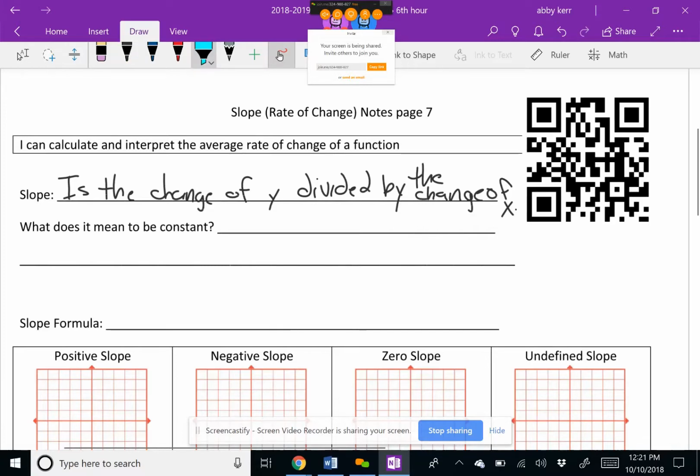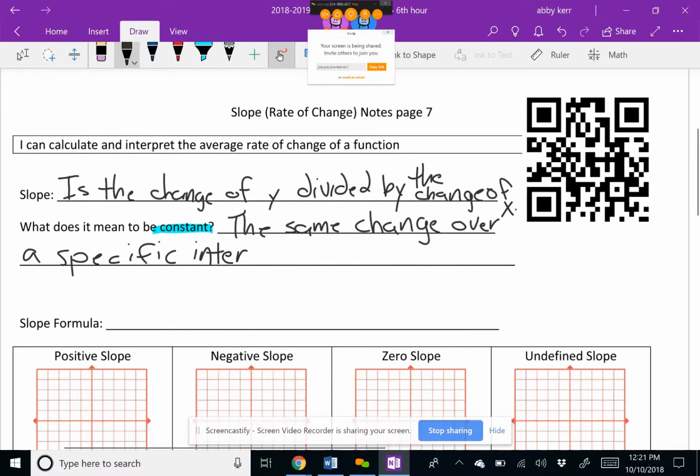So one thing about a slope is that it's constant. That means it's the same change over a specific interval. So if we have a graph, that graph is going to always stay constant. It's going to always go up to the right 3, up to the right 3. It's never going to change.